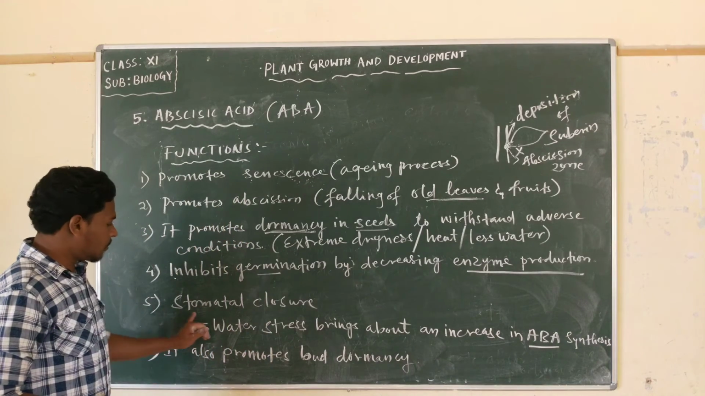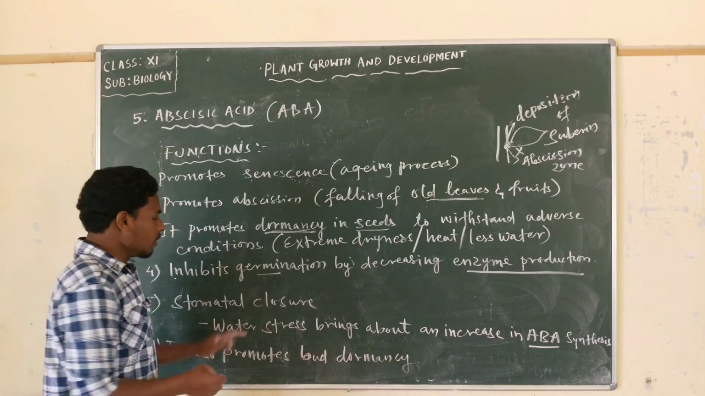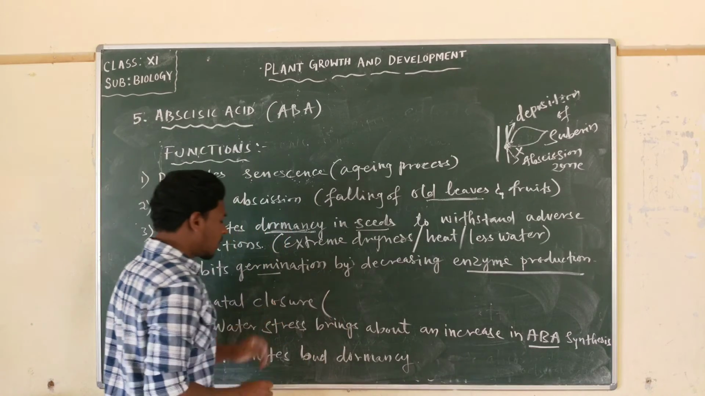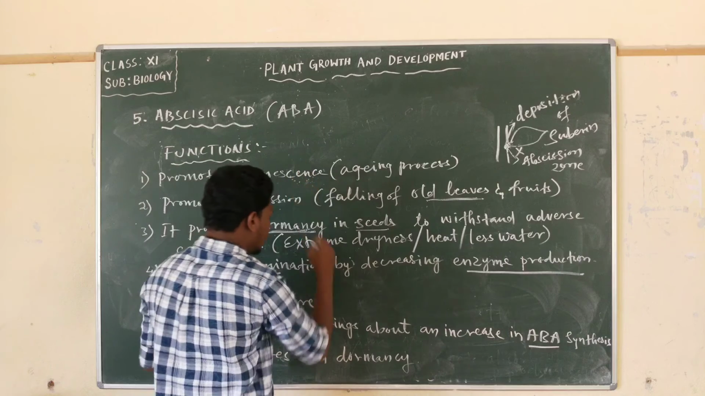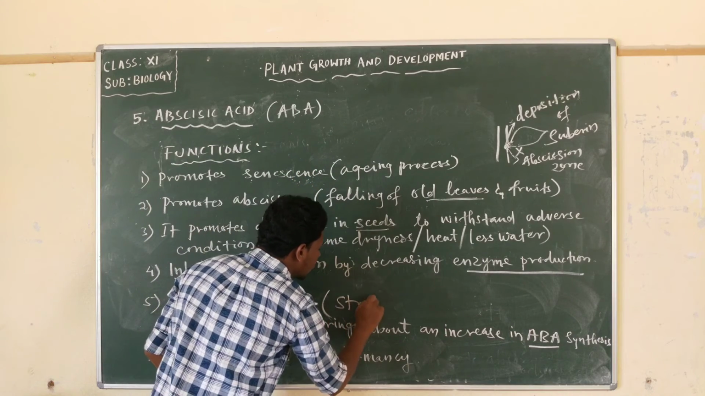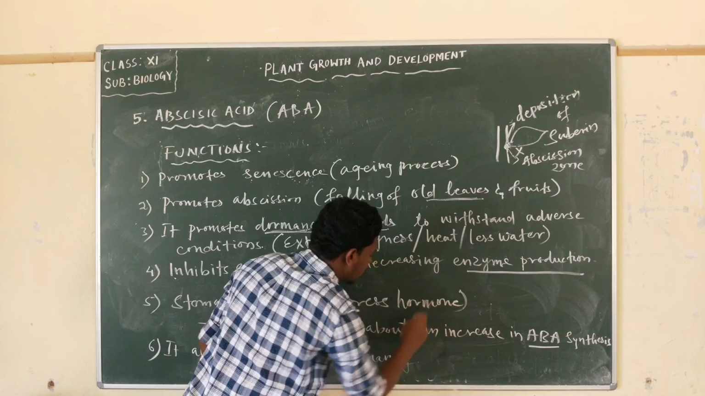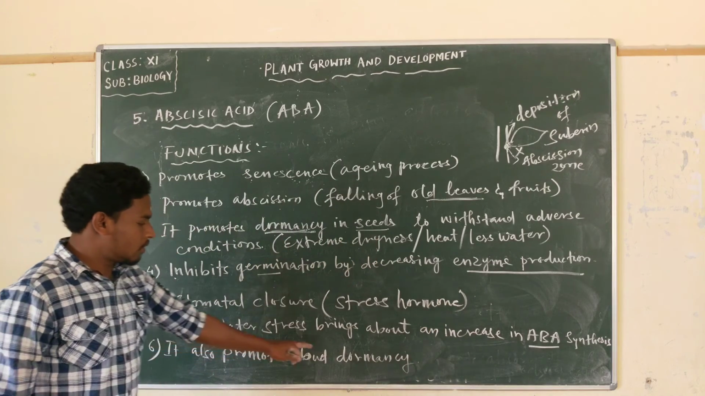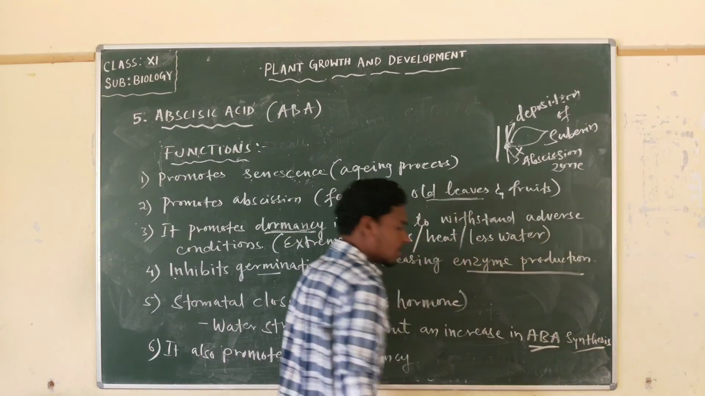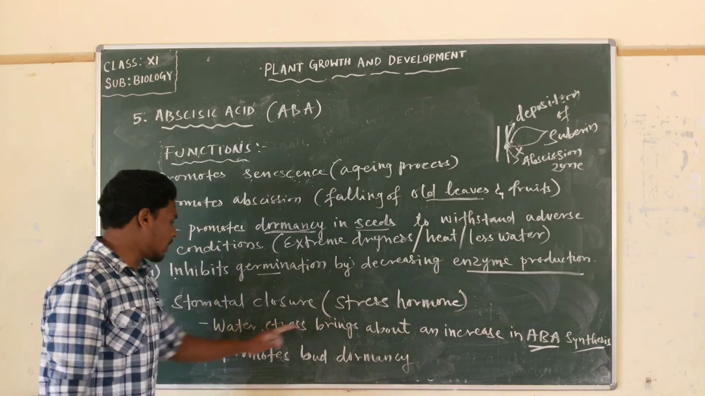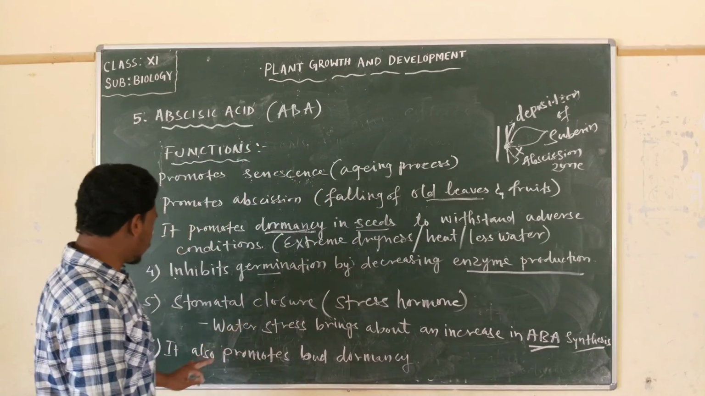And the fifth function is about stomatal closure. This stomatal closure can be brought about by abscisic acid. That's why abscisic acid is also known as the stress hormone. Water stress brings about an increase in abscisic acid synthesis. During stress conditions, abscisic acid is going to play its role.